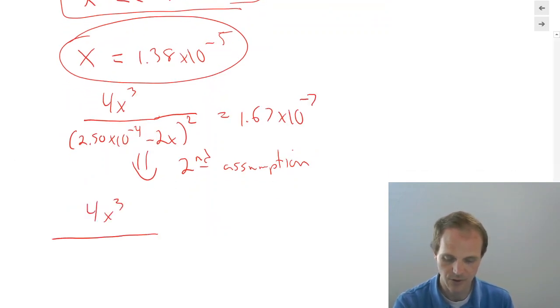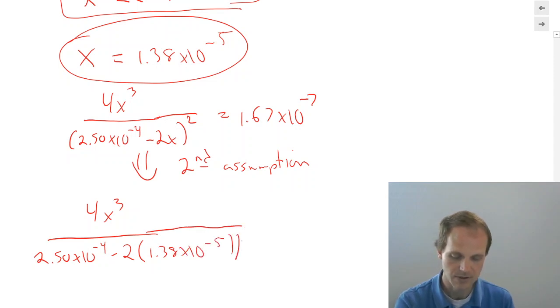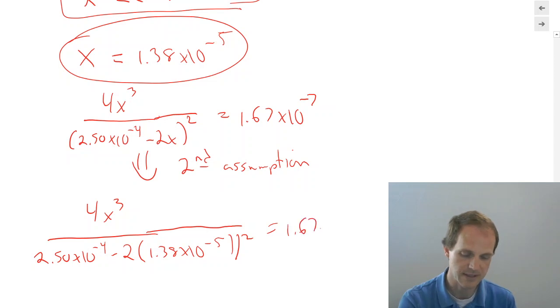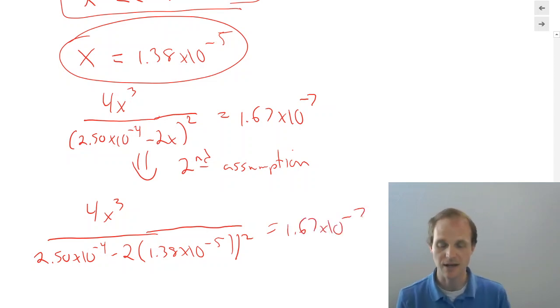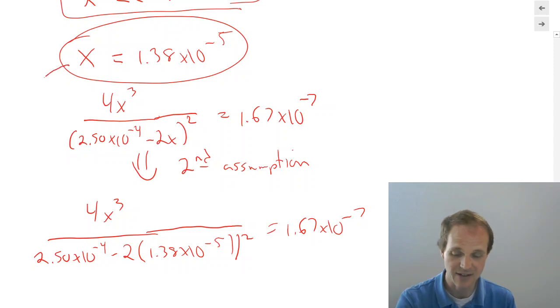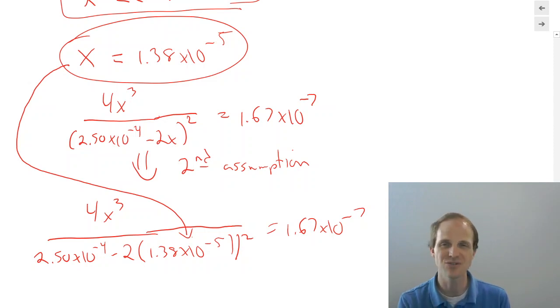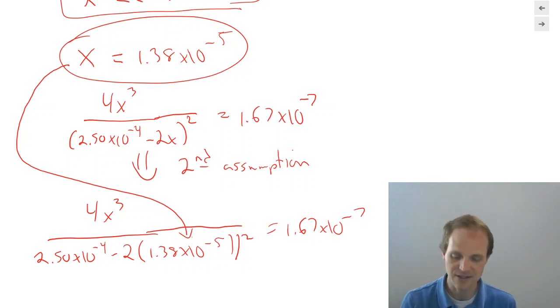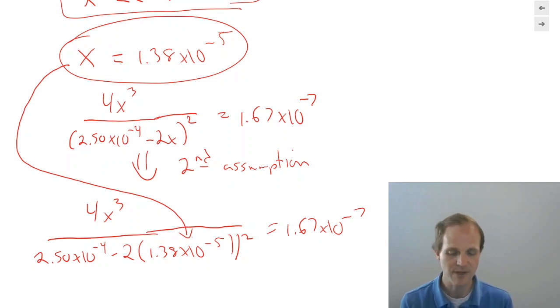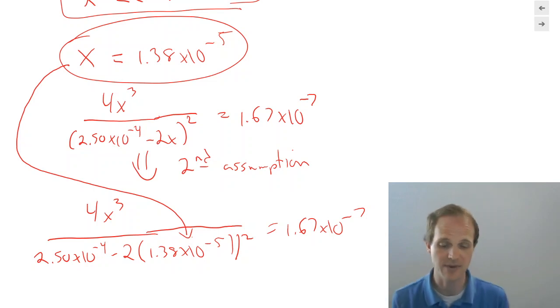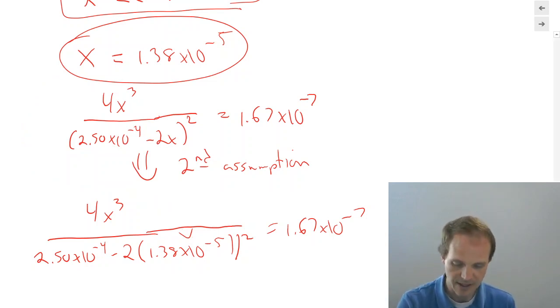4x cubed over 2.50 times 10 to the minus fourth minus 2 times 1.38 times 10 to the minus fifth, squared, is equal to 1.67 times 10 to the minus 7. So you see what I did there? All I did is I took this x that I calculated in my first iteration that I thought wasn't good enough. It wasn't horrible, but it wasn't good enough. And I substituted that into a next round and said, hey, if it wasn't good enough to assume that it was 0, right, which is essentially the assumption we were making, let's see if it's good enough to assume that it's 1.38 times 10 to the minus fifth. And so we're going to go ahead and plug that in.